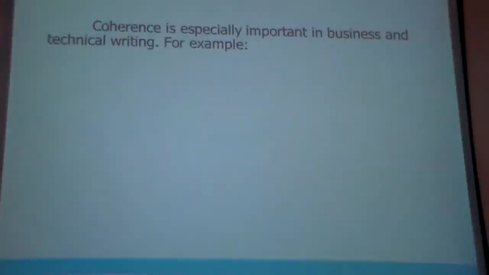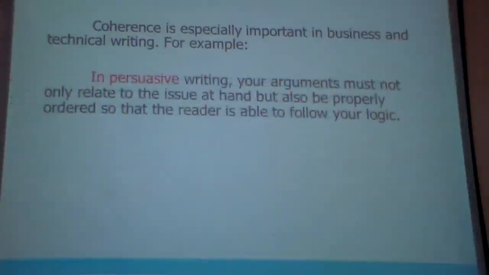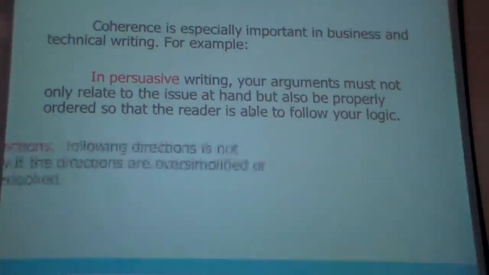Coherence is especially important in business and technical writing. Why? In persuasive writing, when you are trying to persuade your audience, your writing must be coherent to make your audience understand your point. So, your arguments must not only relate to the issue at hand, but also be properly ordered so that the reader is able to follow your logic.